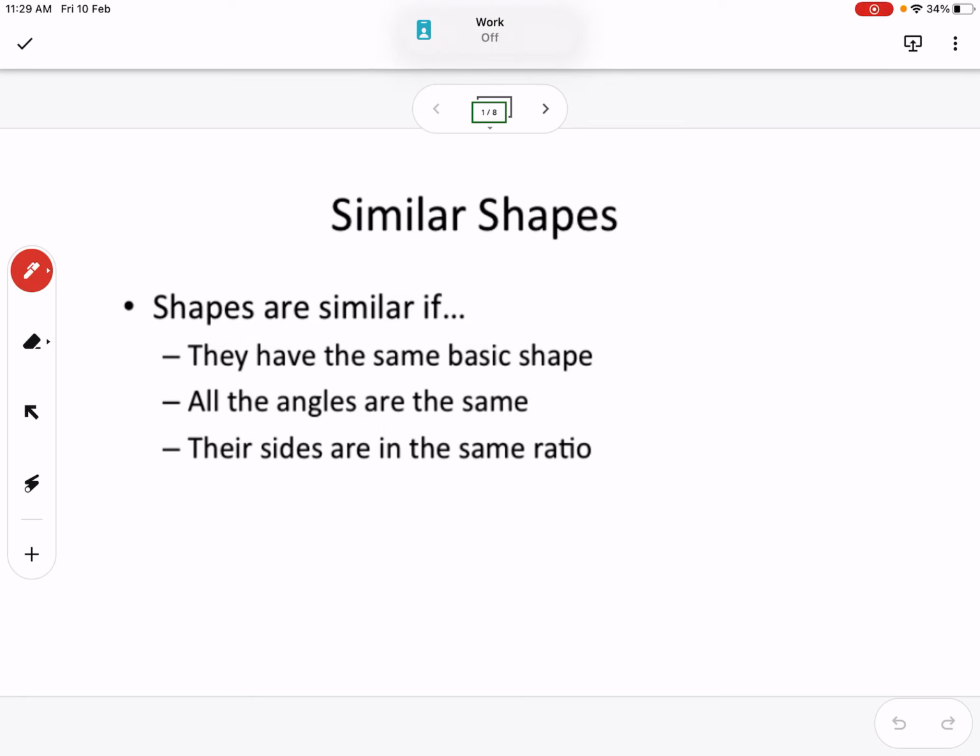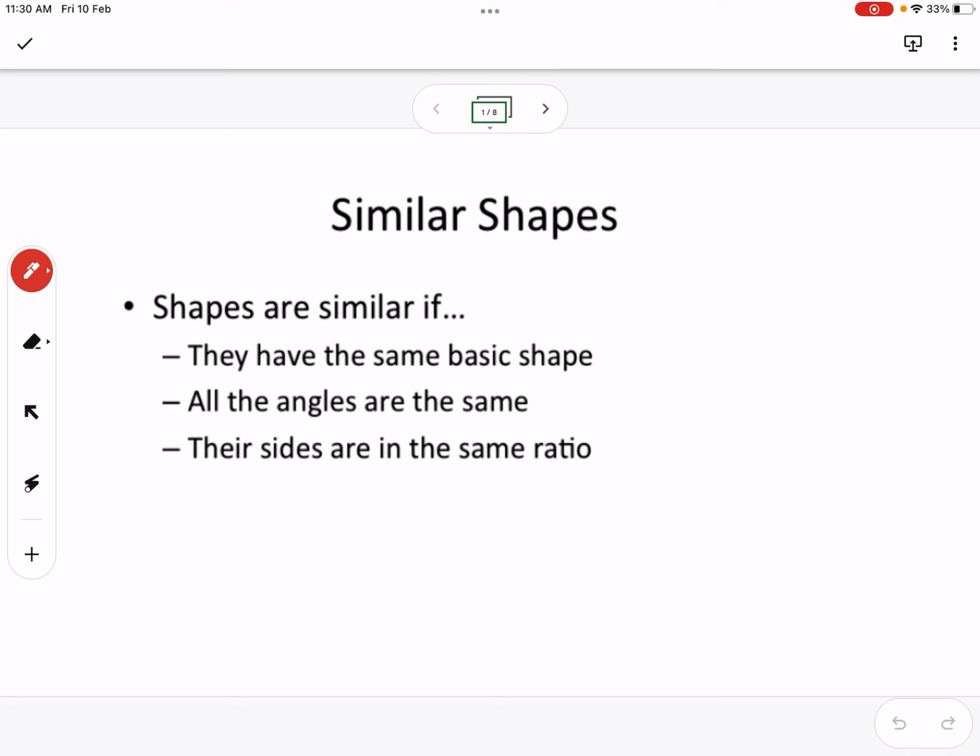So in this video, we're going to have a look at similar shapes. We want to know what they are, what it means for shapes to be similar to each other, and also how we can use the idea of similarity to find unknown lengths in shapes. We'll extend that idea further later on by looking at areas and volumes, but for now we're just going to look at lengths or distances.